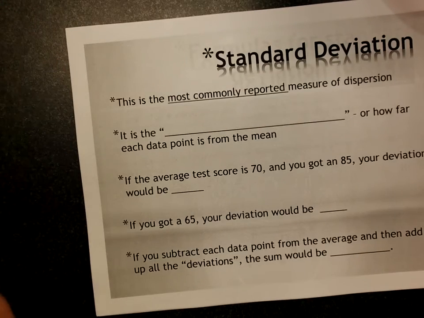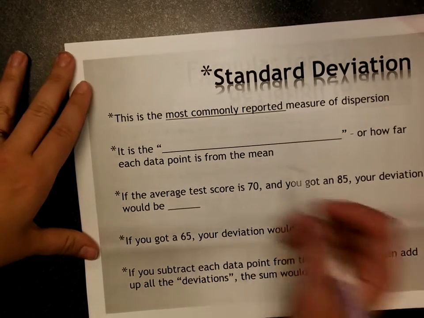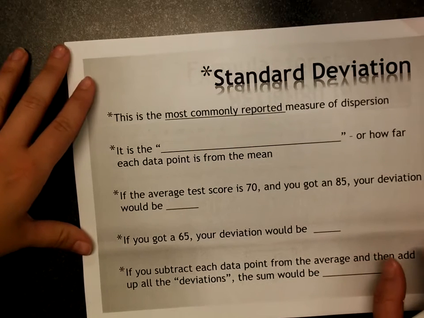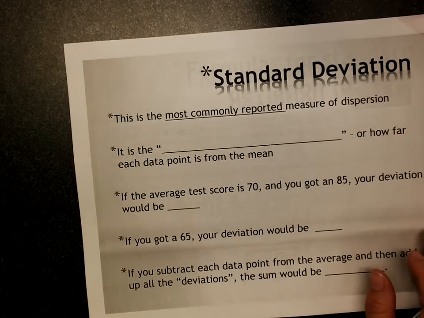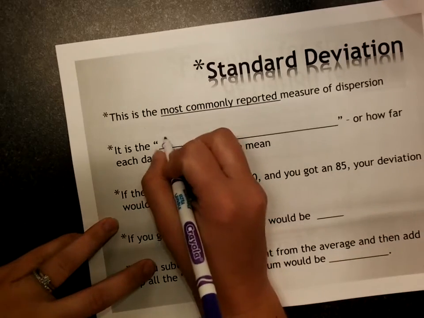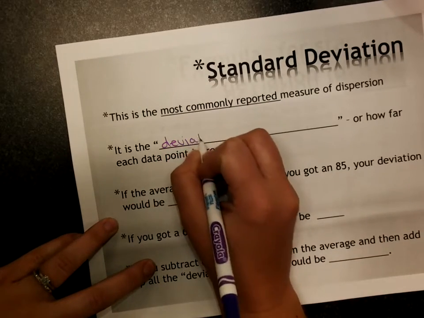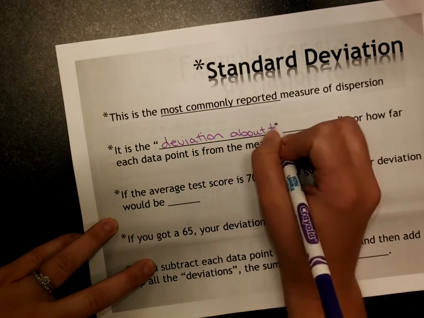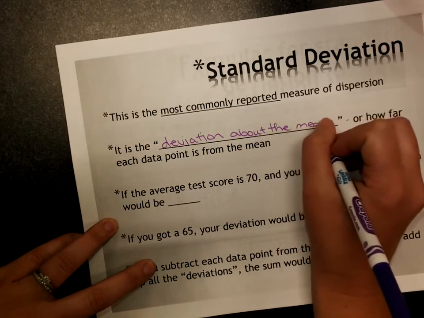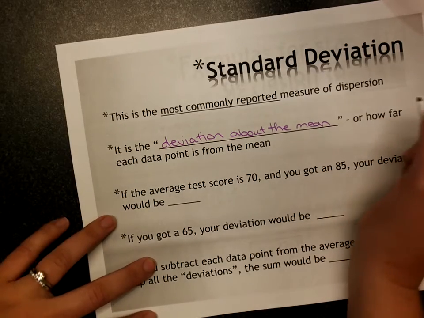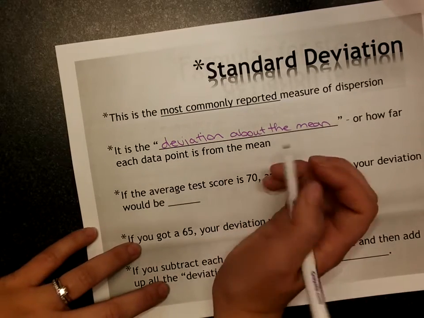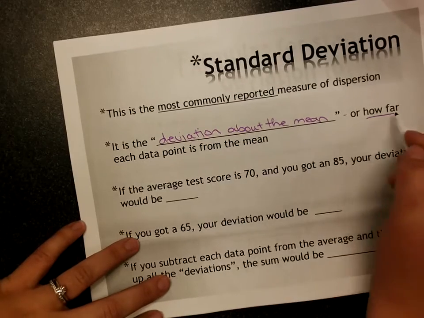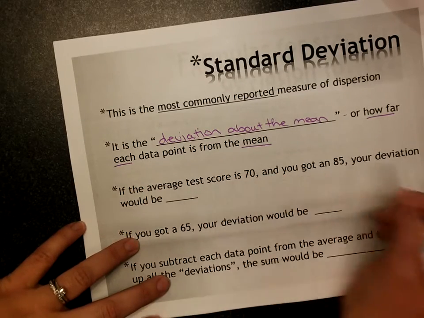So the best one we use, the most common one we use, is standard deviation. This is the most commonly reported measure of dispersion. And it is considered the deviation about the mean. That's how it translates. The deviation about the mean. Deviation is another word for difference. So it's how far each data point is from the mean.